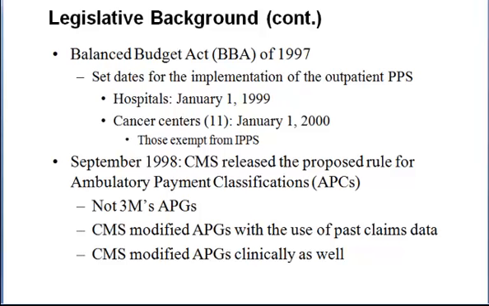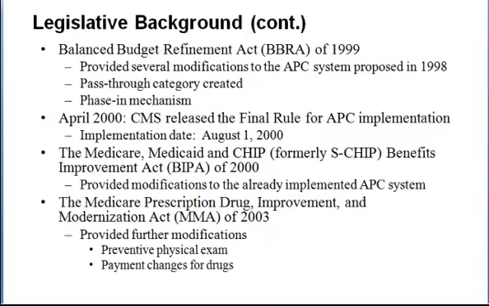The grouping system in the proposed rule was called Ambulatory Payment Classifications, or APCs. APCs were developed by modifying that initial APG system that was created by 3M using past claims data and clinical analysis.